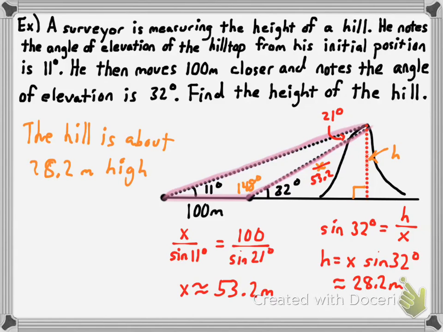Alright, so there's an example of how you can take the same types of trig word problems that we've been working on and solve them more simply using the sine rule and non-right triangles rather than having to use right triangles only. Not so bad, right?